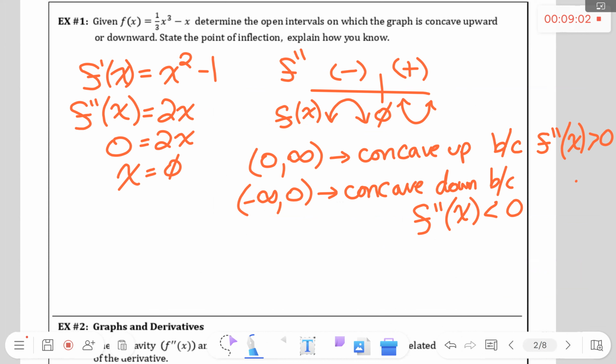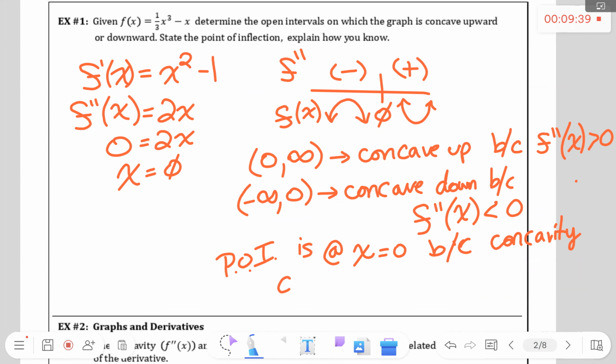We need the point of inflection. Where is the point of inflection? At 0. So the point of inflection, POI, is at x equals 0. Explain how we know. How do we know the point of inflection is at x equals 0? Because concavity changes. It changes from down to up.